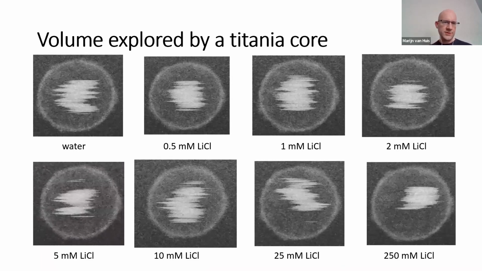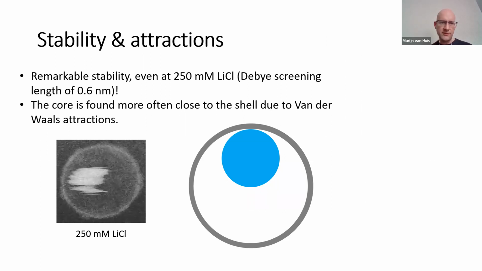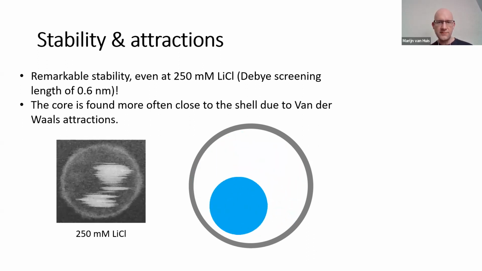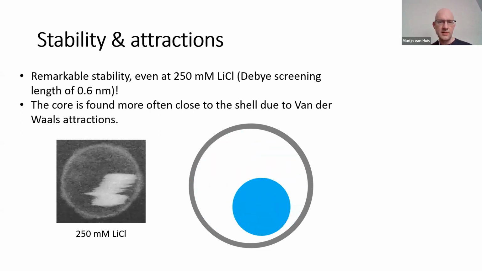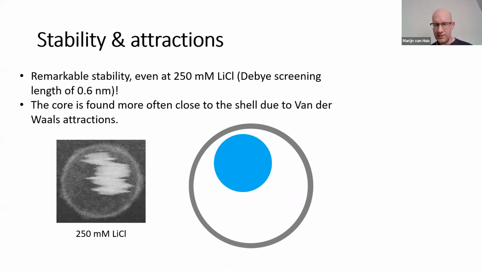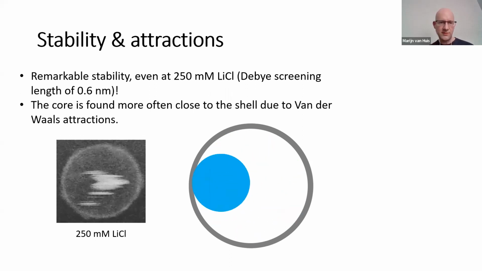So first of all, it's remarkable that it's so stable. So the core never gets stuck to the shell, even at very high salt concentrations, when the Debye screening length is less than a nanometer. And actually here the core is more often close to the shell than away from the shell. So it is like going around, maybe I can show that. It is less often at the center of the shell, more often closer to the shell because of van der Waals attraction. So here the attractions start to play a role. They are starting to dominate over the electrostatic interactions.